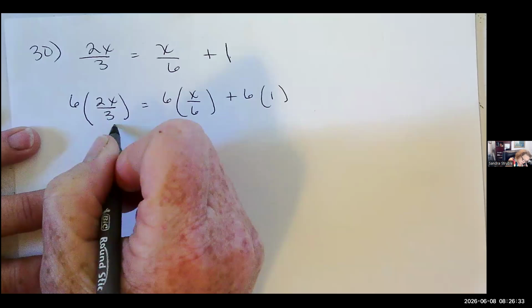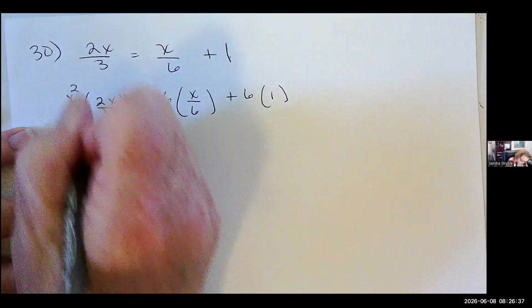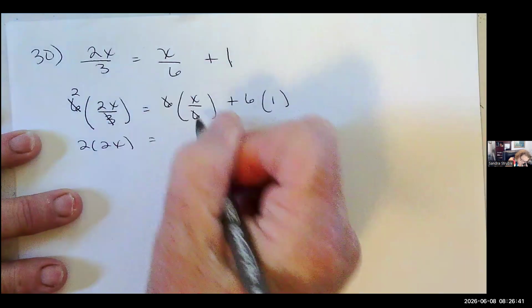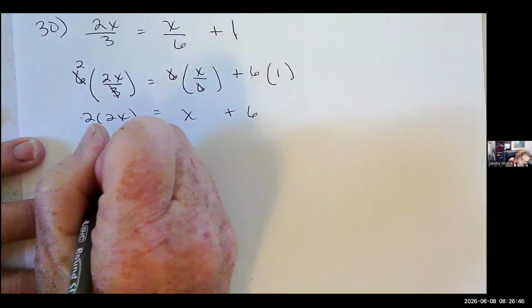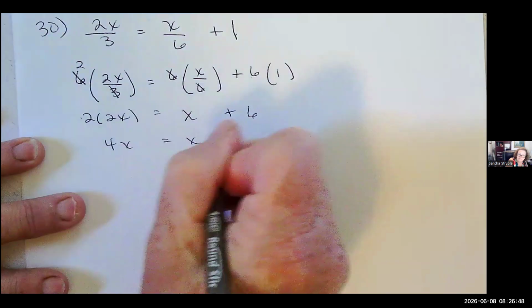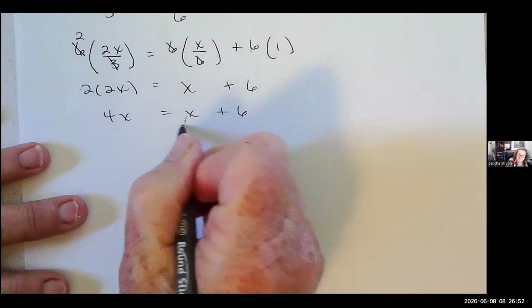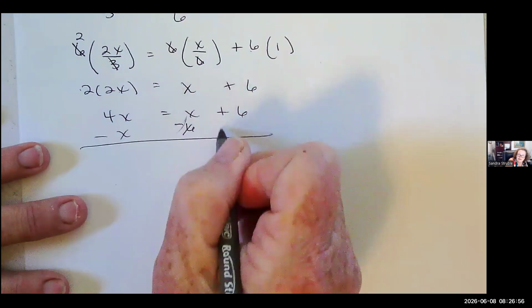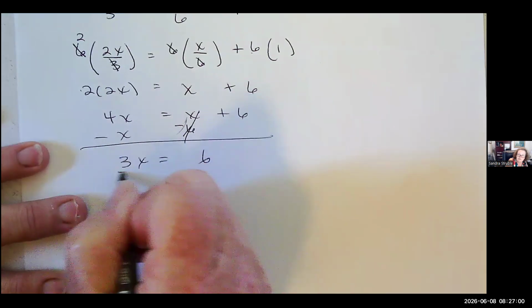6 divided by 3 is 2. So this becomes 2 times 2x. These reduce to 1, so that's just x. 6 times 1 is 6. 2 times 2 is 4x. Bring everything else down. Combine like terms by subtracting x from both sides. 6 is equal to 3x. Divide both sides by 3. x equals 2.